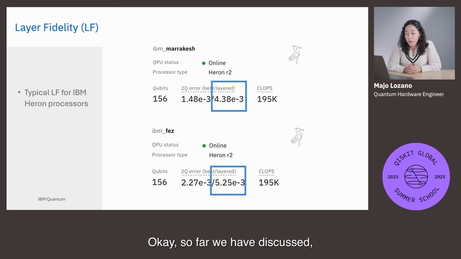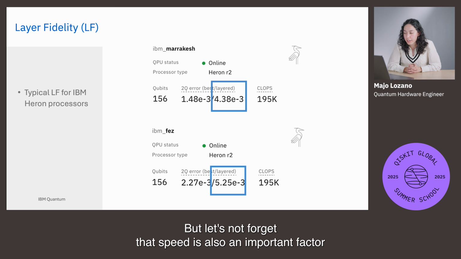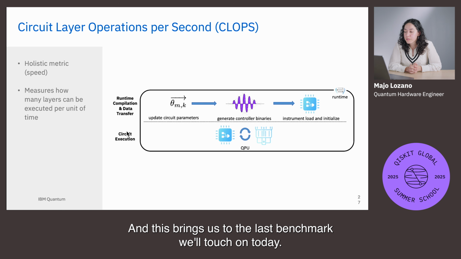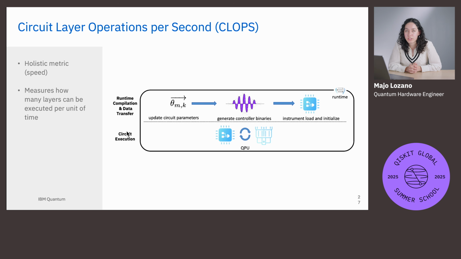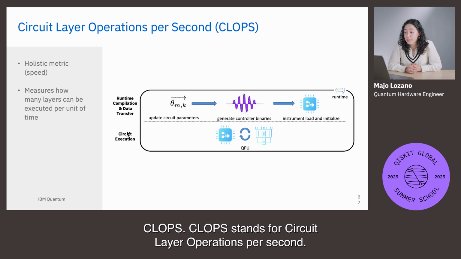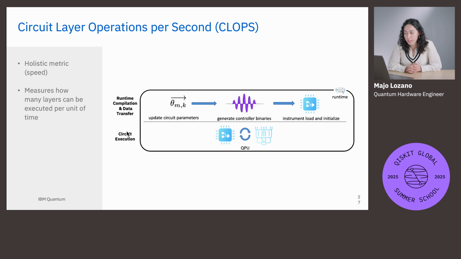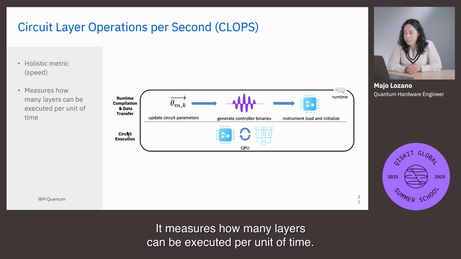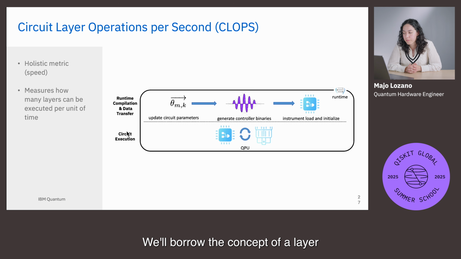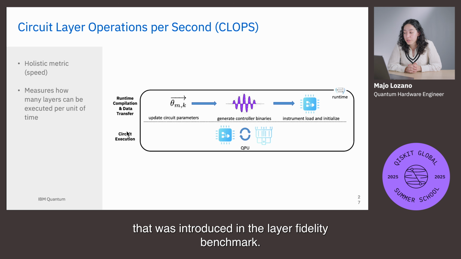Okay, so far we have discussed holistic benchmarks based on quality and scale, but let's not forget that speed is also an important factor in evaluating the performance of a device. And this brings us to the last benchmark we'll touch on today, CLOPS. CLOPS stands for circuit layer operations per second, and it measures how many layers can be executed per unit of time. We'll borrow the concept of a layer that was introduced in the layer fidelity benchmark. This allows us to mimic real-world scenarios.